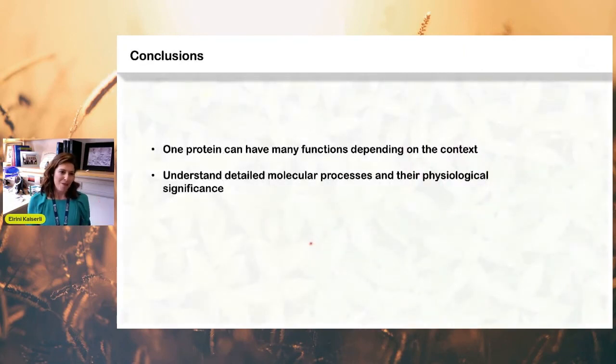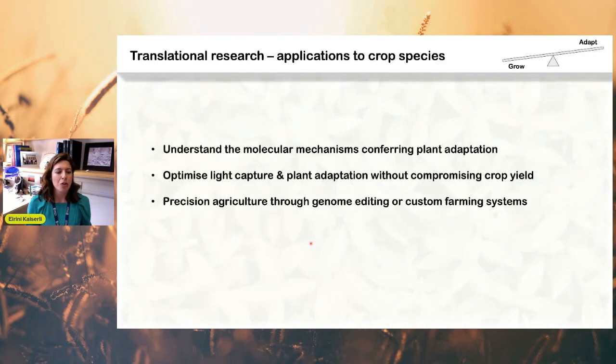So conclusions, very simple. We use as an example one protein and we show that it can have many functions depending on the context. It's very important to understand the details of molecular processes, but also there's physiological significance, so the big picture. And in terms of the importance, why are we interested in these processes? Ideally, we want to transfer knowledge from what we learn from Arabidopsis and photoreceptors and signal integration in the nucleus to try to understand the molecular mechanisms conferring plant adaptation in other species as well.